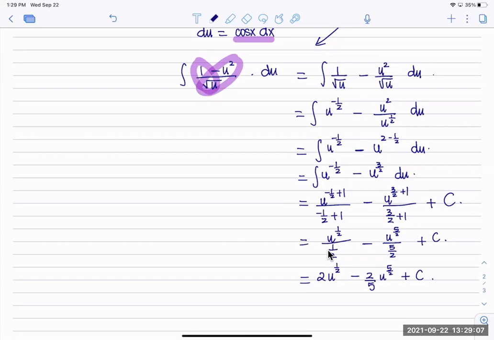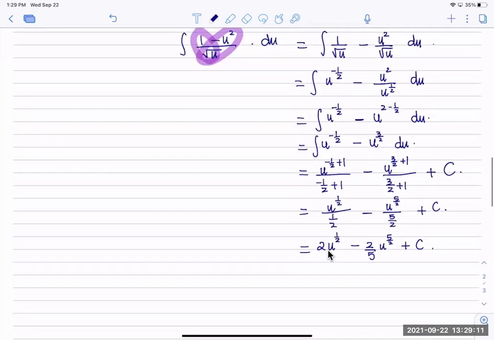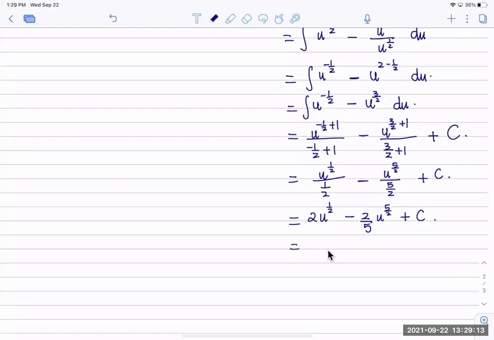So last step, we just need to replace the u by sine x in our problem. So we have 2 sine to the power 1/2 of x minus 2 over 5 sine to the power 5/2 of x plus c. And you can leave your answer like this, no problem. You don't have to simplify it or take the square root of it. That is good enough.